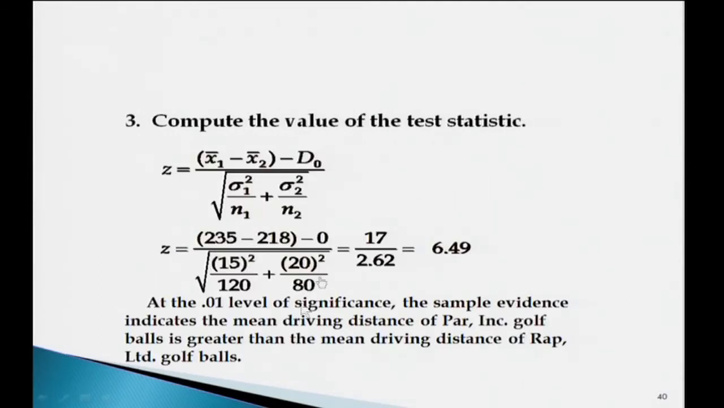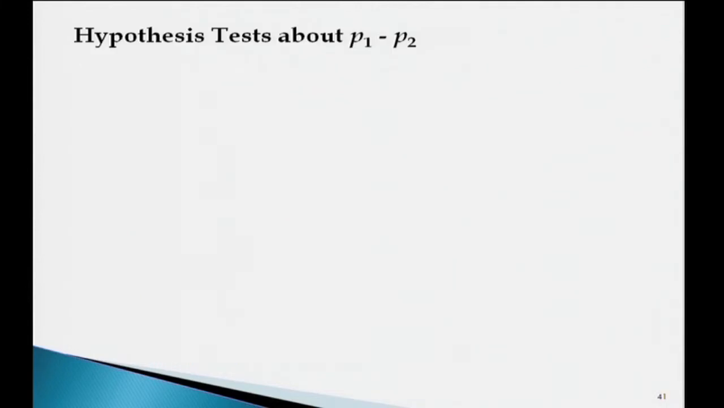So, what is the conclusion here? At 0.01 level of significance, the sample evidence indicates that the mean driving distance of par inclusive golf ball is greater than mean driving distance of wrap limited golf ball. So, that proves the alternative hypothesis, right. There is an evidence available from the sample, and that evidence indicates the conclusion of alternative hypothesis. Hope this is clear to you.